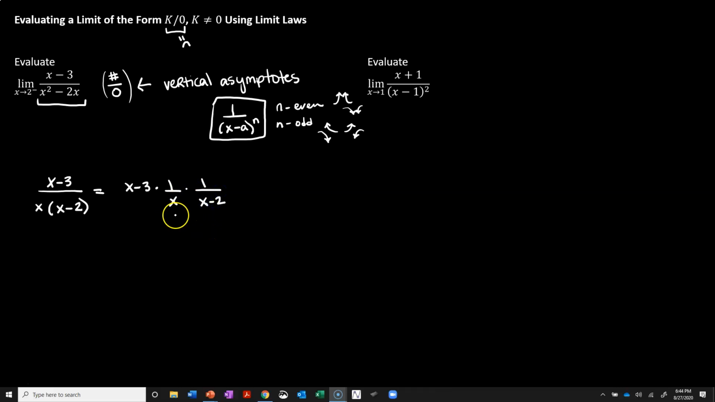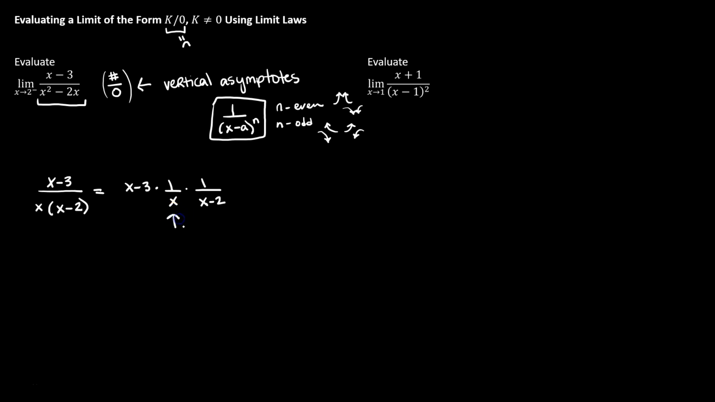The purpose of this is so that we can see which of these factors is causing the vertical asymptote. Now, this factor would cause a vertical asymptote at x equals 0. This factor causes a vertical asymptote at x equals 2. Since our limit is allowing x to approach 2, the x equals 0 problem is not really showing up right now. It's the x equals 2 problem.